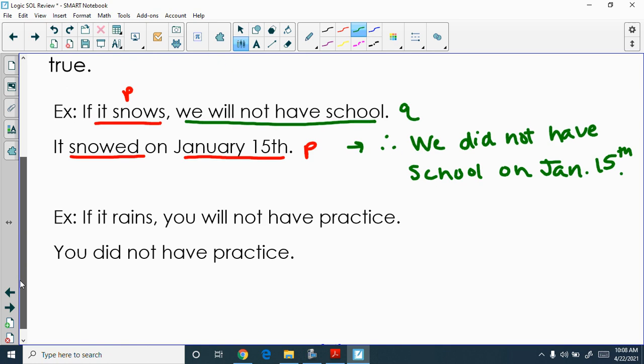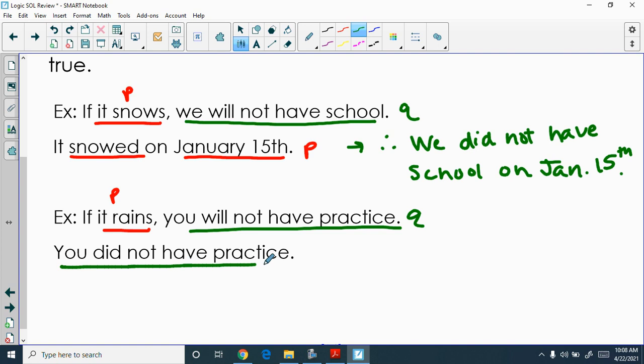Okay, for our next example, we've got if it rains, that's P, you will not have practice. Not having practice is our Q. Then they tell us we did not have practice, so that's our Q. So here we can't conclude anything because they gave us the conclusion. We could have not had practice because I hurt myself, right? There are other reasons that I could have not had practice. Maybe the coach got sick, right? Again, we cannot form conclusions from conclusions.